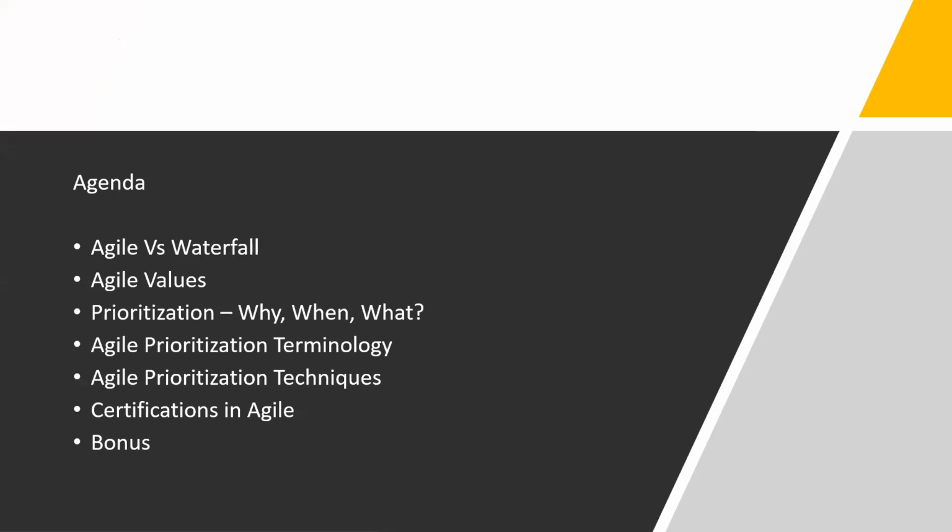Today's agenda, we'll be talking about how prioritization is different in Agile versus Waterfall. And then we'll go through a few of the Agile values, and then why, when, and what to prioritize in any project. We'll be looking at the terminology used in Agile prioritization. We'll be looking at a plethora of Agile prioritization techniques, and then I'll talk to you about the certifications in Agile. And there are a few bonus questions to help you prepare for your certifications if you're preparing for certifications, or to test your knowledge of this session.